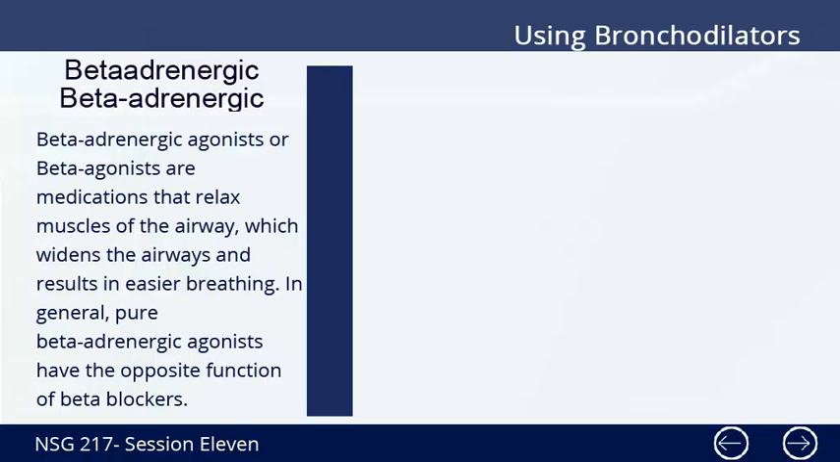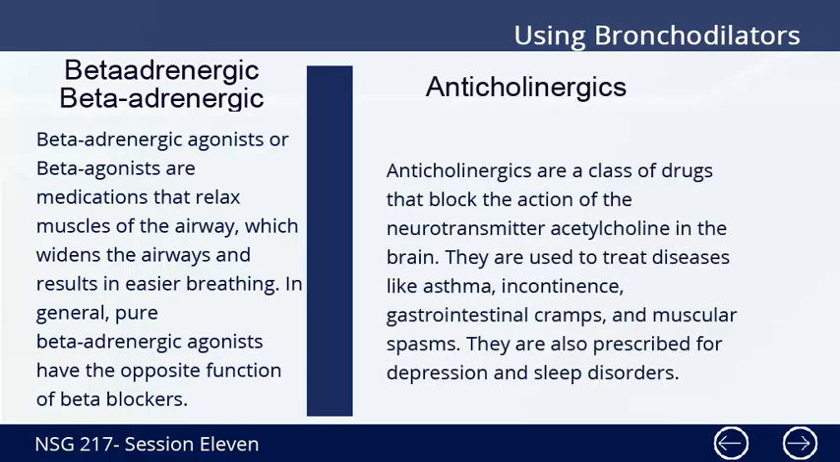Beta-adrenergic. Beta-adrenergic agonists or beta-agonists are medications that relax muscles of the airway, which widens the airways and results in easier breathing. They are a class of sympathomimetic agents which act upon the beta-adrenoceptors. In general, pure beta-adrenergic agonists have the opposite function of beta blockers.